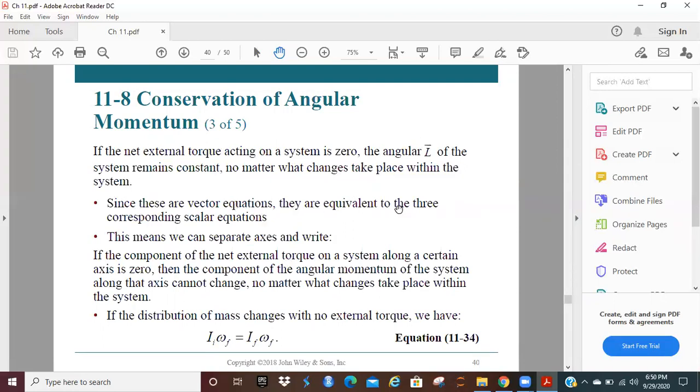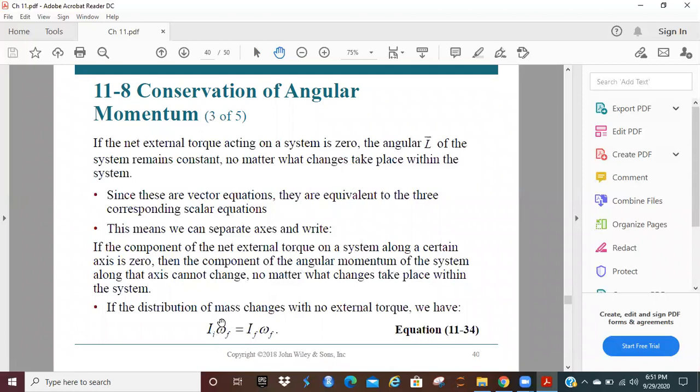Since they are vector quantities, they are equivalent to the three corresponding scalar equations, and that means you can separate the axes and write that if the component of the net external torque on the system along a central axis is zero, then the component of the angular momentum along that axis cannot change no matter what changes take place in the system. So the moment of inertia times the angular velocity initially, and again, I think we got another typo here, is going to be the same as the moment of inertia as it exists at a later point in time times the angular velocity at that later time. Those two quantities are going to be equal.